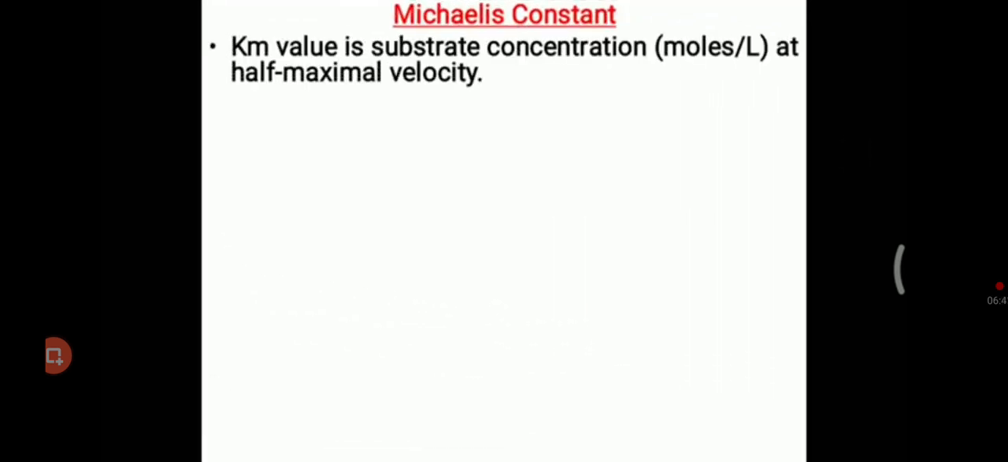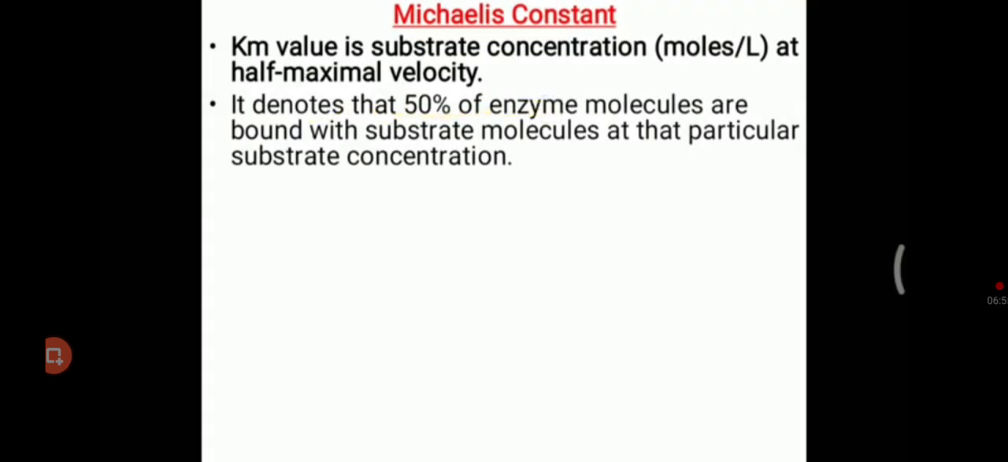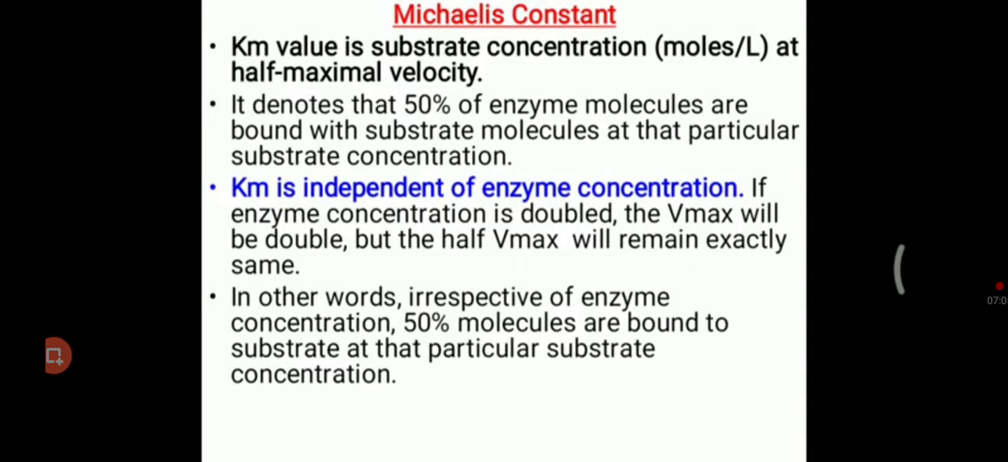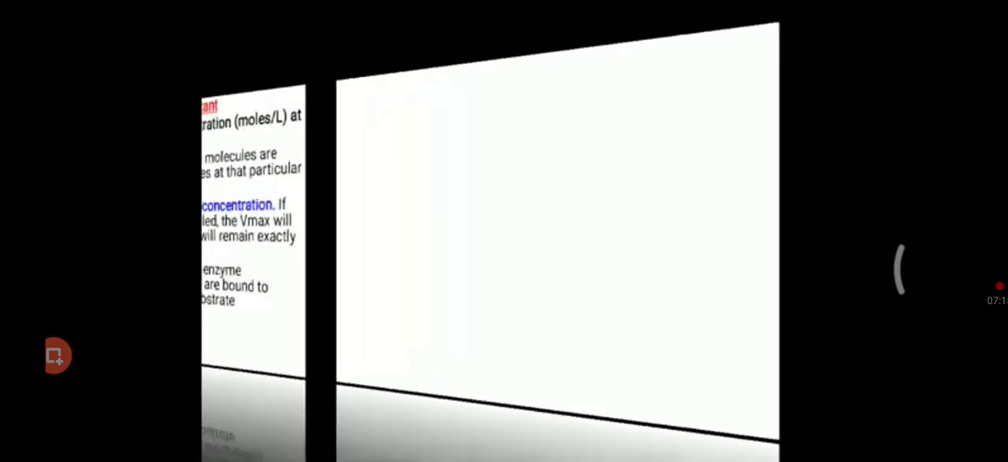The Km value is the substrate concentration at half maximal velocity. You have to remember that definition of the Michaelis constant. So what is the Michaelis constant? It is simply a substrate concentration at which 50%, meaning half, of the enzyme molecules are attached to the substrate. Km is independent of enzyme concentration. If you double the enzyme concentration, whether the Vmax is 50, 100 or 200, 50% of molecules are bound to the substrate at that particular substrate concentration, so the percentage will remain the same. So that is the importance of the Km value.